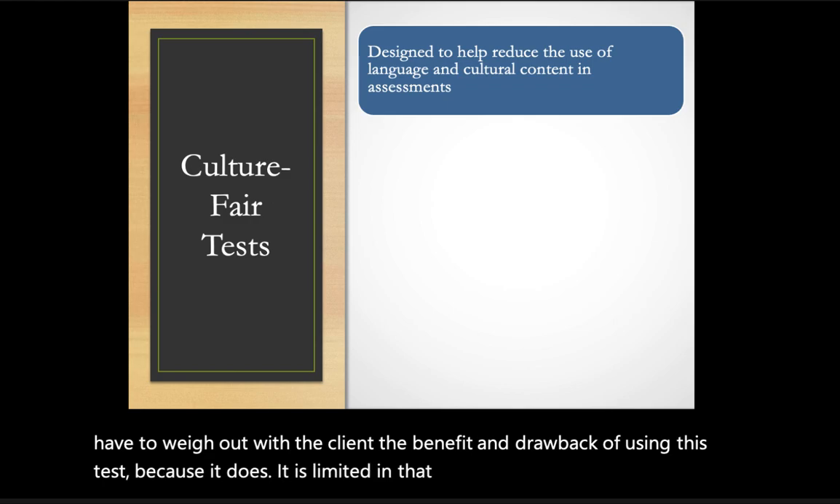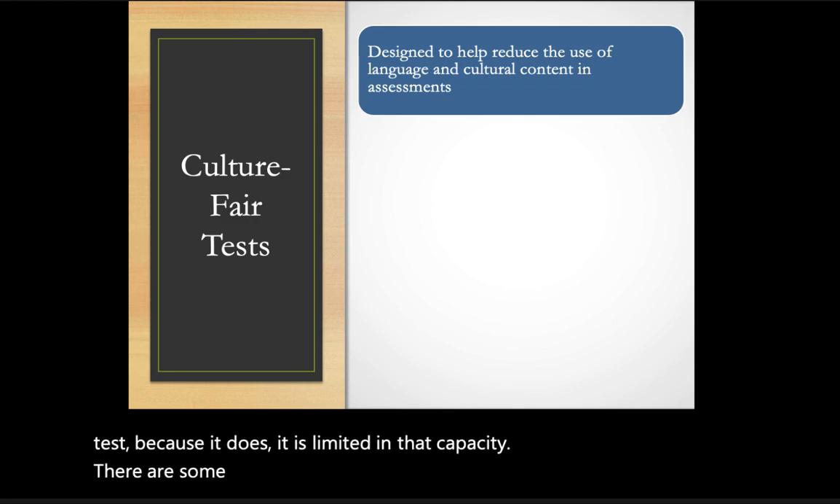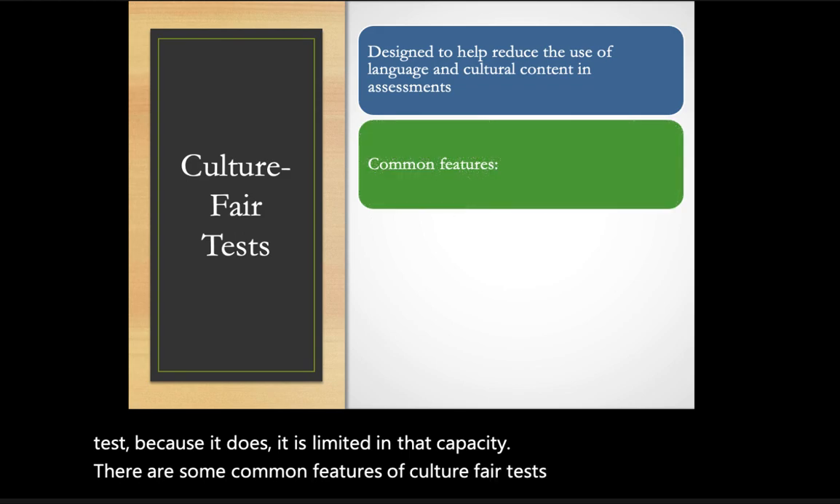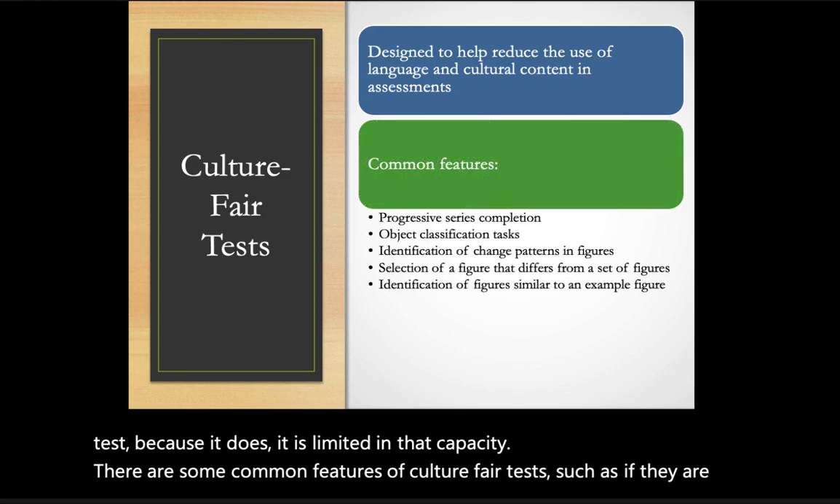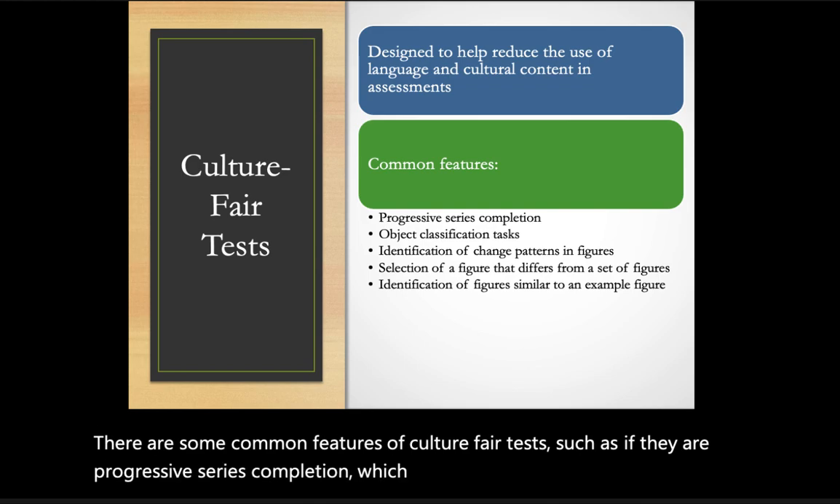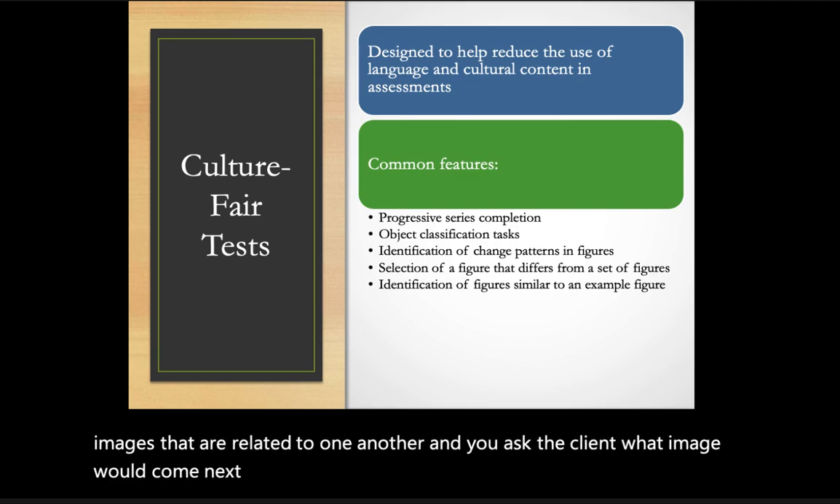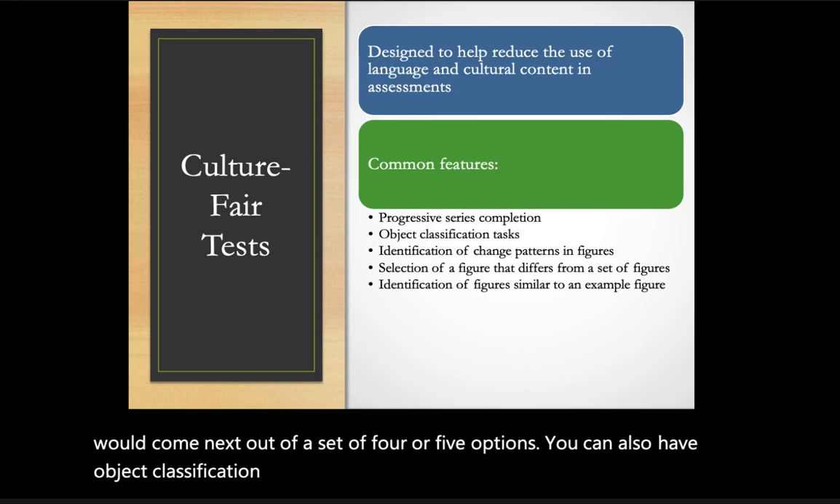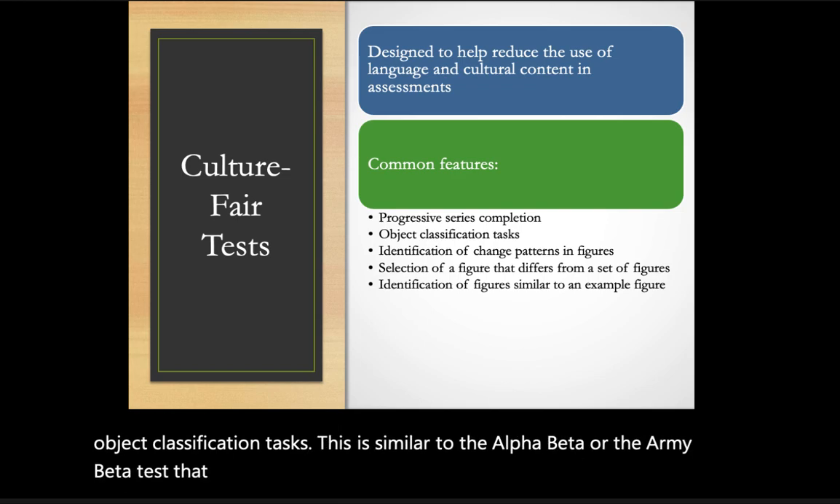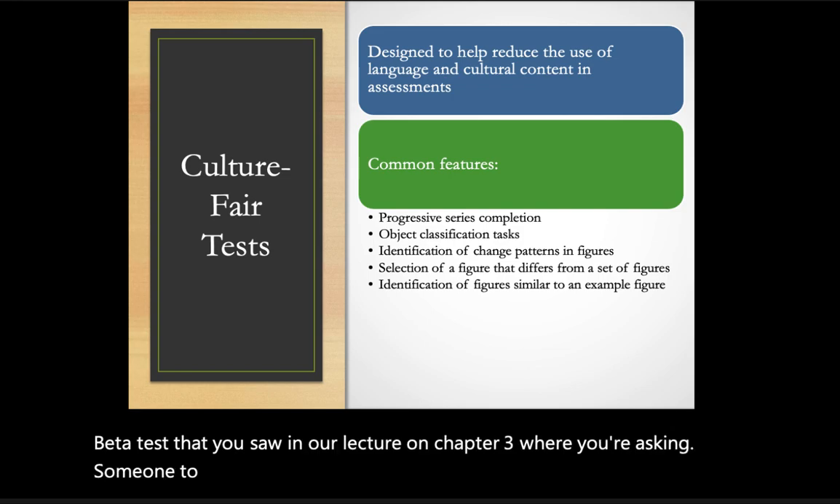There are some common features of culture fair tests, such as progressive series completion, which is where you have a progression of images that are related to one another, and you ask the client what image would come next out of a set of 4 or 5 options. You can also have object classification tasks. This is similar to the Alpha Beta or the Army Beta test that you saw in our lecture on Chapter 3, where you're asking someone to identify what is the name of something in an image or what's missing from an image.